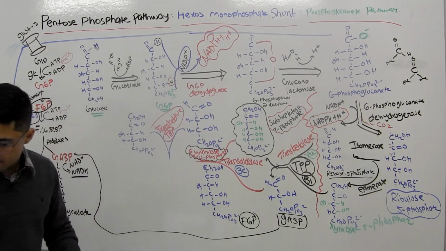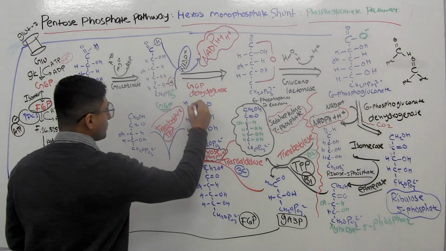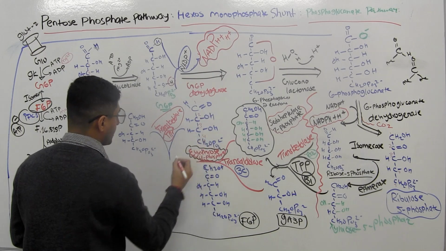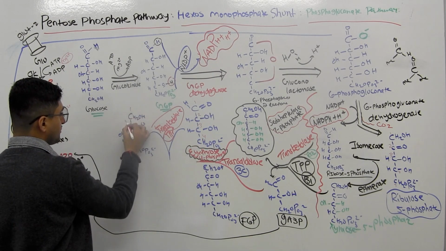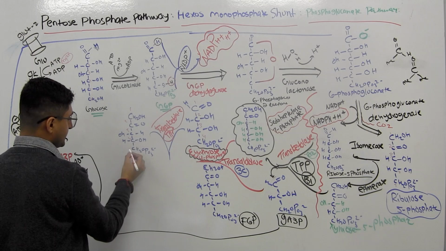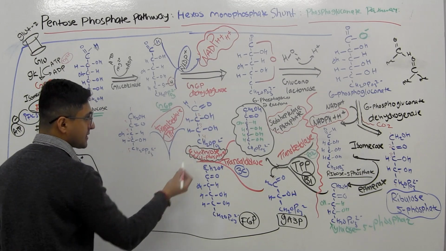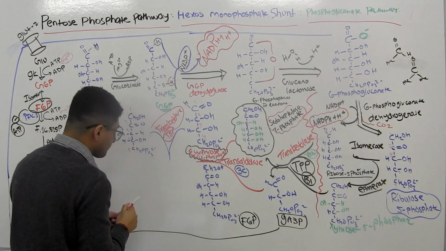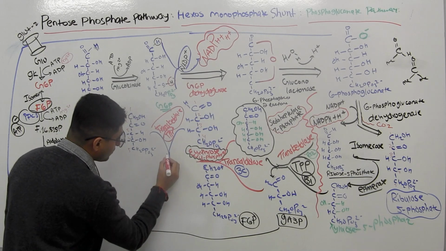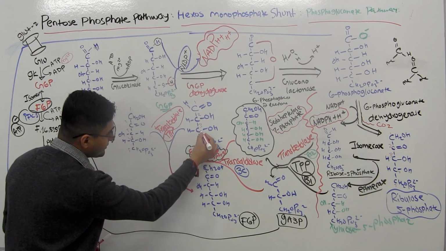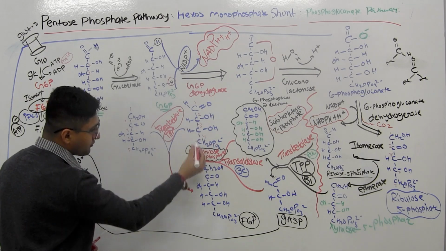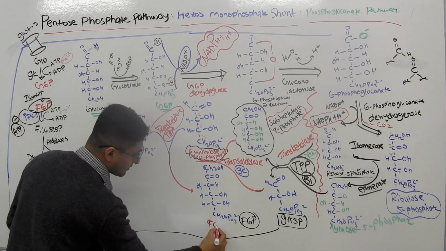Let me write this down here. These are 4 carbons, 1, 2, 3, 4 carbons, and then this is 1, 2, 3, 4, what is this? 5 carbons. So the xylulose was able to donate 2 carbons to these guys. That means what will these guys become? These guys will become what? Right here, see, if these guys gain 2 carbons, already 4, it will become fructose-6-phosphate right here, right?